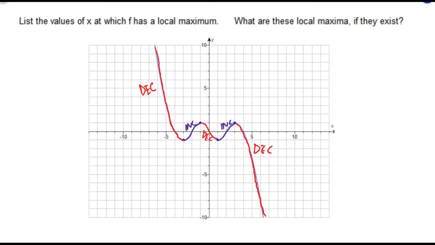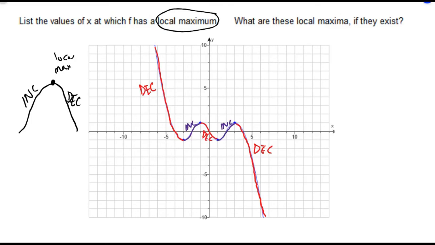When I'm looking for a local maximum, maximum meaning highest or largest, I'm looking for the places where the graph changes from increasing to decreasing. If it changes from increasing to decreasing, it creates a peak, which is a maximum, a local maximum. And that's happening in a few places along this graph.